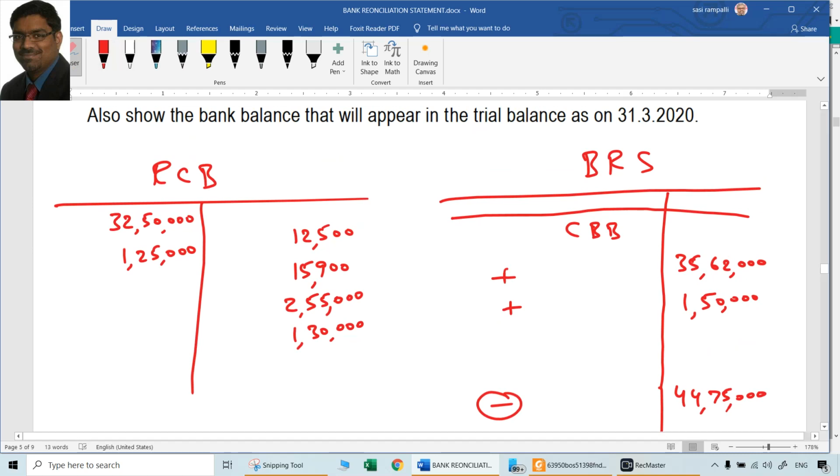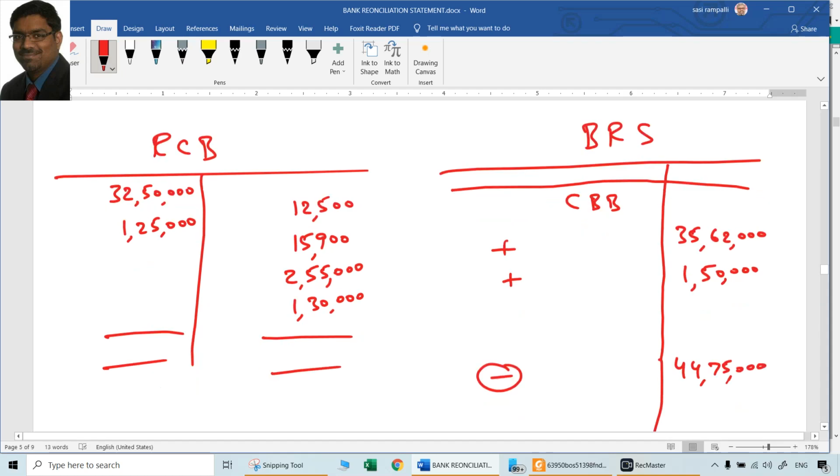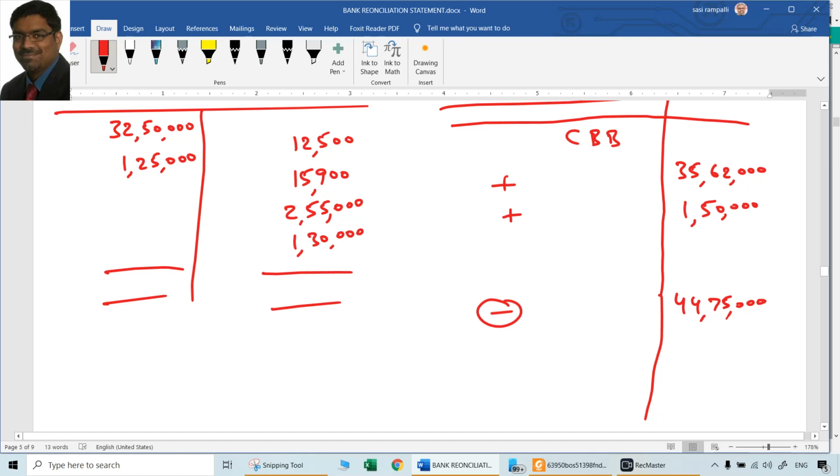So these are the items which are given. All that we need to do is prepare the revised cash book and find out how much the balance is. Calculate it. 32,50,000 plus 1,25,000. You have to do the totaling carefully in the exams, but here we are just taking it. 29,61,600. Let us check this once again. 32,50,000 plus 1,25,000 minus 12,500 minus 15,900 minus 2,55,000 minus 1,30,000 equals 29,61,600.